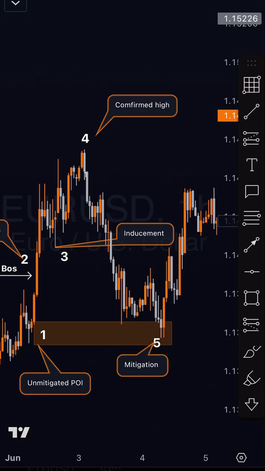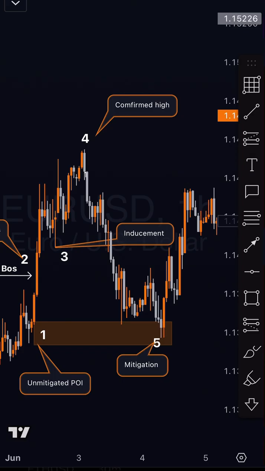Now step four is the confirmed high, right? I see a lot of people just marking the structure anyhow, higher high, lower high. Nah, you know what I mean? For the high to be the high, something has to happen, guys. It has to be confirmed, obviously. For the low to be the low, the low has to be confirmed.